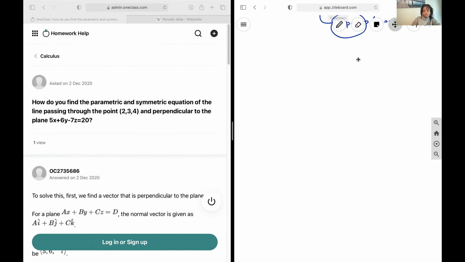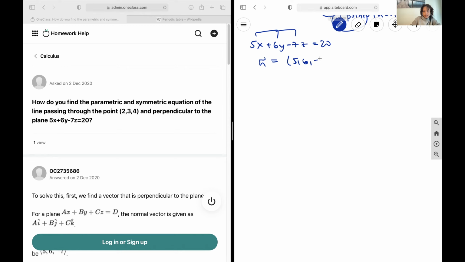For our problem, let's start by finding our normal vector, because we want it to be perpendicular to a specific plane. For the plane 5x plus 6y minus 7z is equal to 20, its normal vector is just going to be these coefficients, so 5, 6, negative 7. Since now we have a point and our normal vector, we can write that (x, y, z) is equal to the point that we have, (2, 3, 4), plus this normal vector multiplied by a constant. So 5, 6, negative 7, and we can call that constant t.